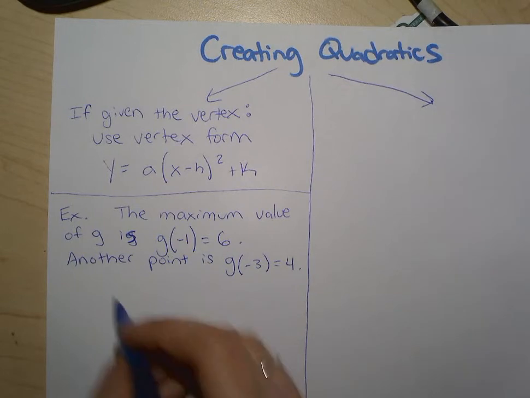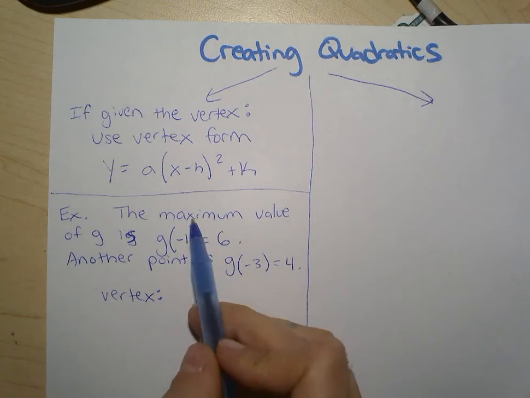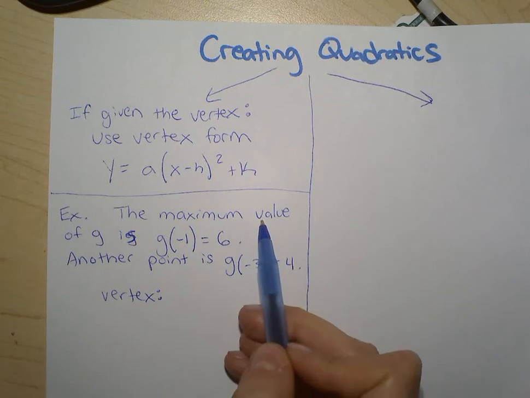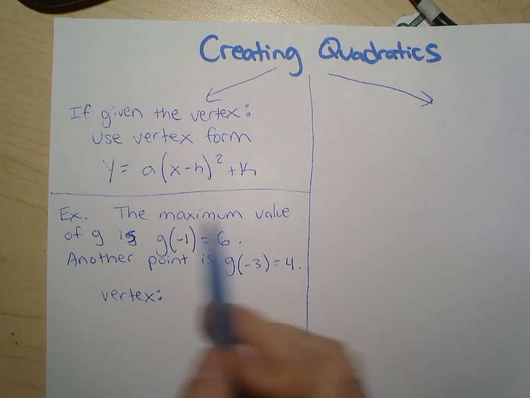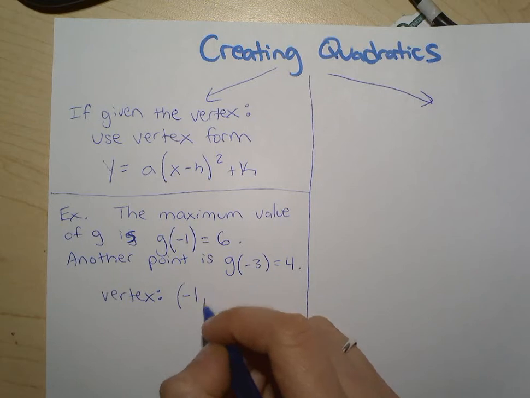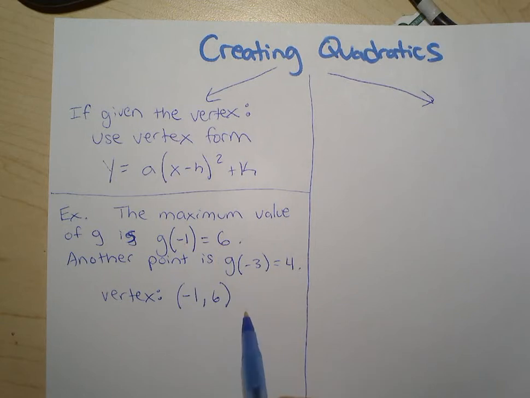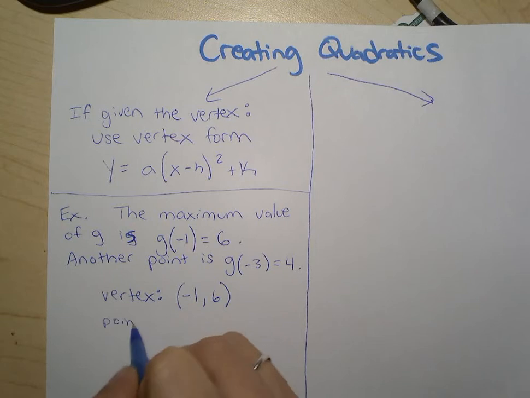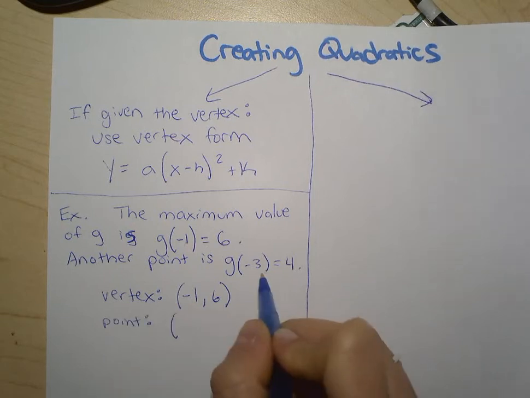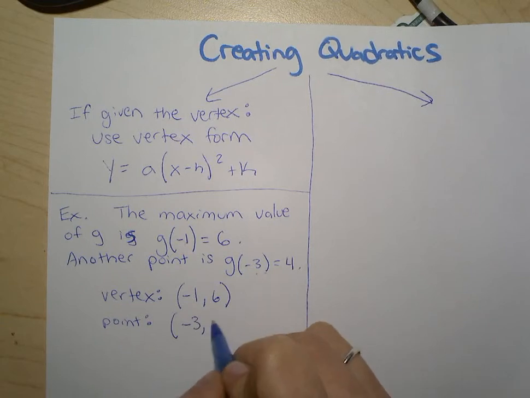So I'm going to rewrite this. The vertex, because I know that the maximum and minimum values mean the vertex of a parabola. Since this is a maximum value, it's going to be my vertex. And the vertex is -1, 6. So this is always going to be our x value, and this is going to be our y value. And then the other point that we're going to be using is the x value is -3, and the y value is 4.